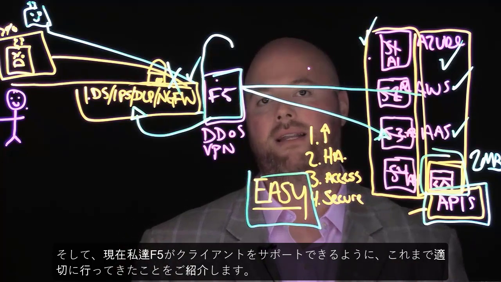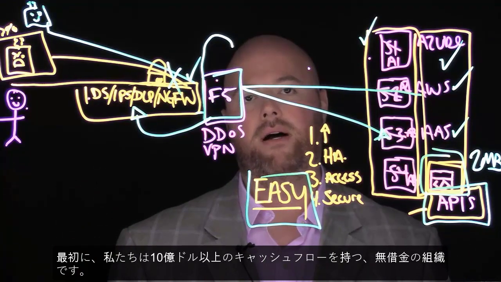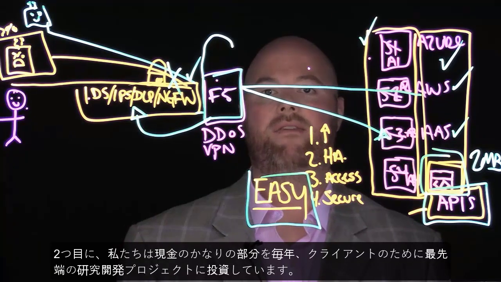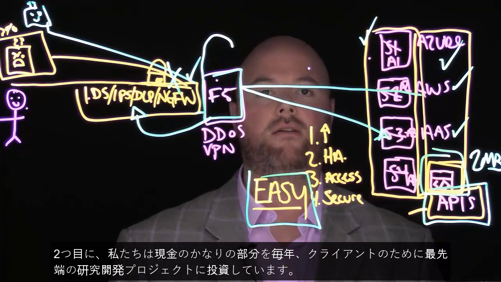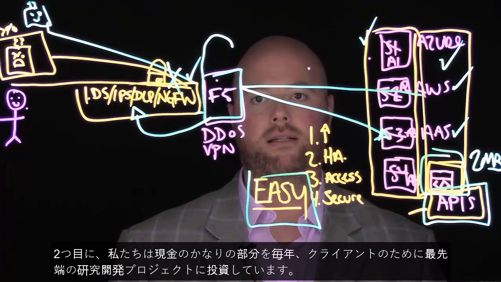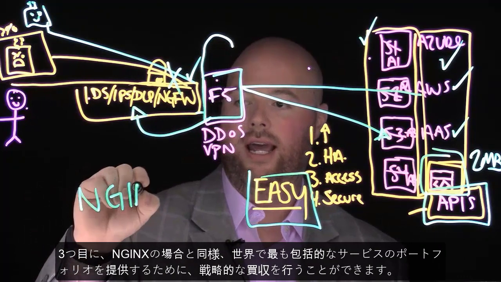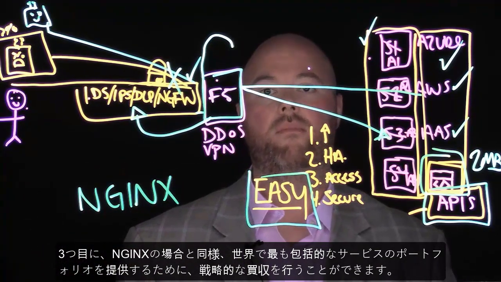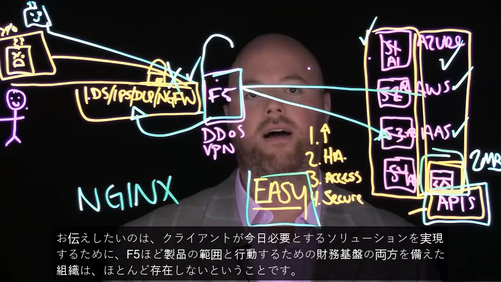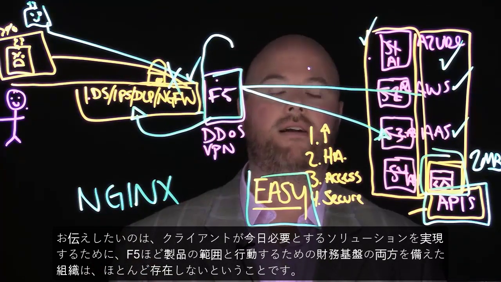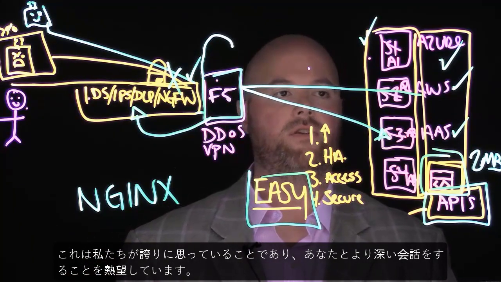So here's where F5 has done the right things in order to support our clients like we do today. Number one, we're a debt-free organization with over $1 billion of positive cash flow. Number two, we take a significant percentage of our cash and invest it annually into research and development projects to always stay at the bleeding edge for our clients. Number three, we have the ability to make strategic acquisitions as we did with NGINX in an effort to provide you with the most comprehensive portfolio of services in the world. Now, I want to share with you that there are a few organizations with both the reach of F5 and the finances to action into life solutions that our clients need today. And this is something that we are so proud of and eager to have a deeper conversation with you about.